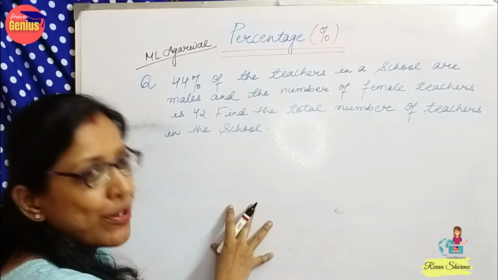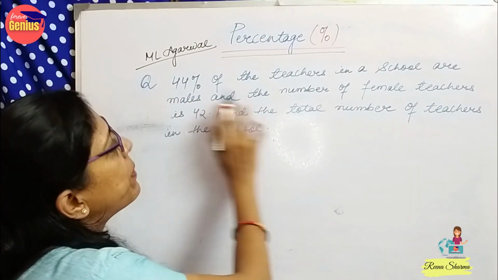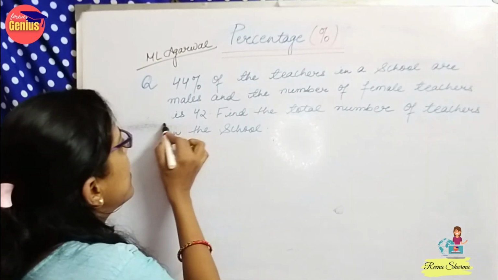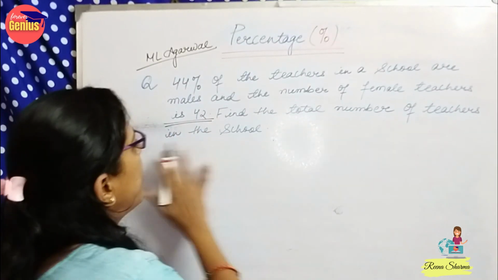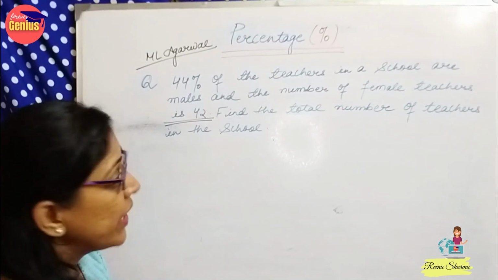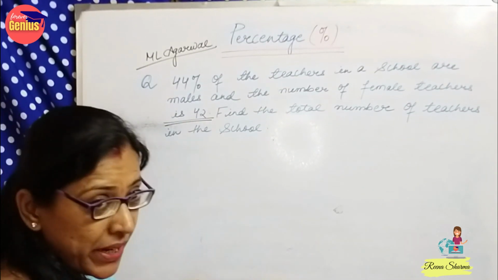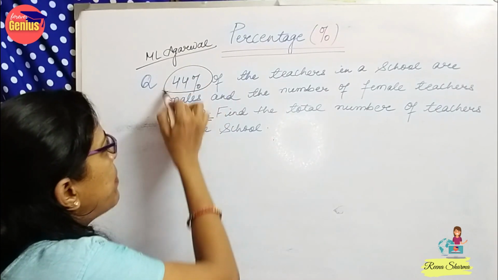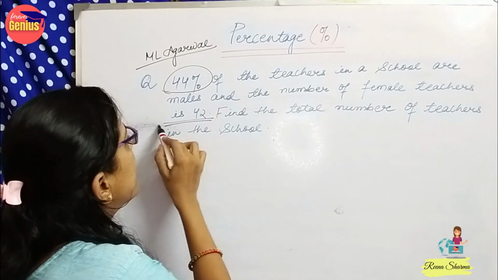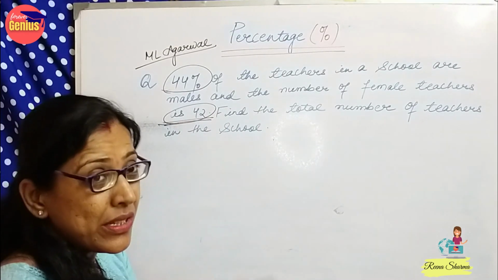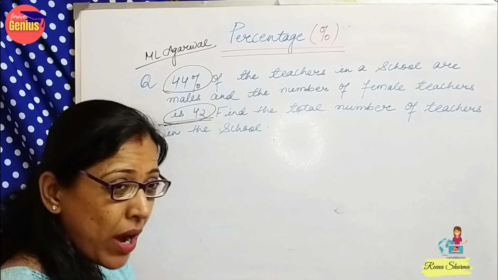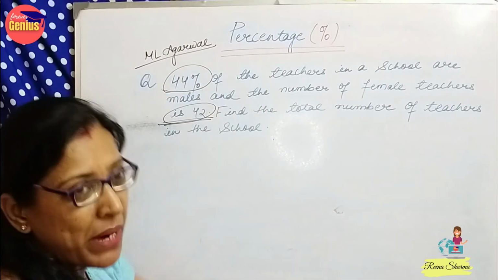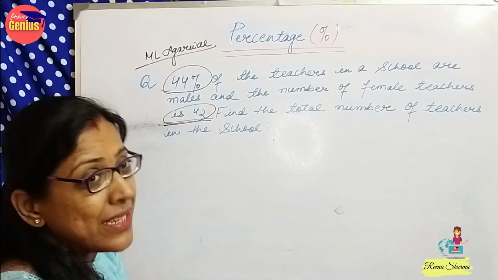Let's look at some more examples. 44% of the teachers in a school are males and the number of female teachers is 42. Find the total number of teachers in the school. Here we have been provided only with the male teacher percentage and the female teachers number. So it is very confusing. Why? There is no total number of teachers given, or the number related to the percentage. How to do it in these cases?